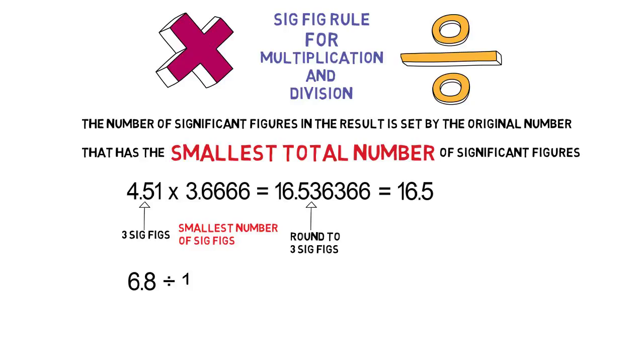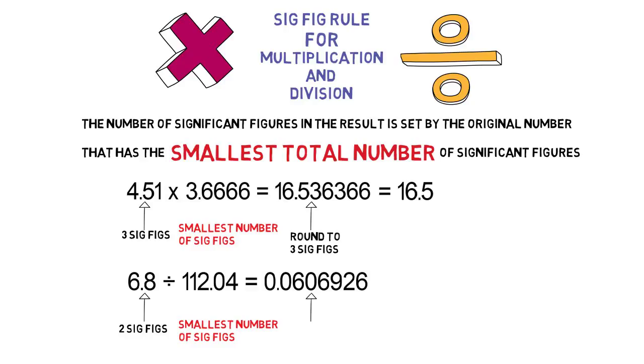Let's try a division problem. If we have 6.8 divided by 112.04, we get a really long answer out of our calculator. But we can see that 6.8 only has 2 significant figures. That's the smallest number of significant figures in our problem. And so we have to round our answer to 2 significant figures. So our answer is 0.061. The 6 in the column to the right of the 0 tells it to go up. So we get 0.061, 2 significant figures in the answer.